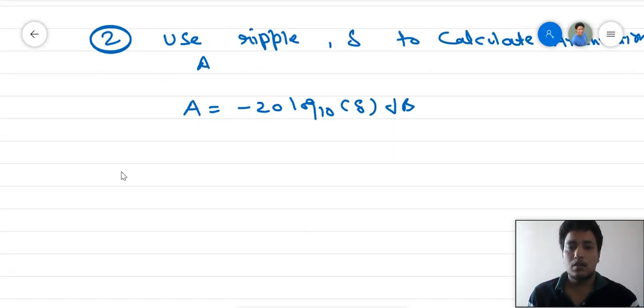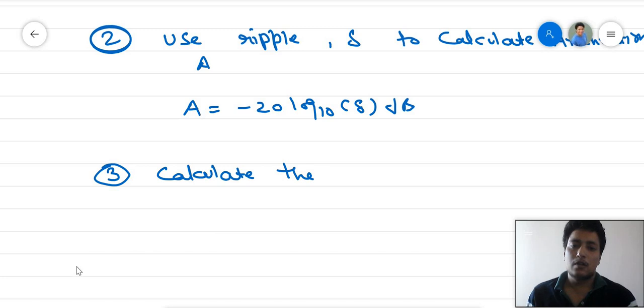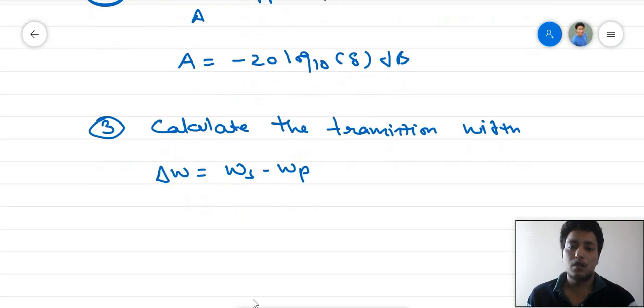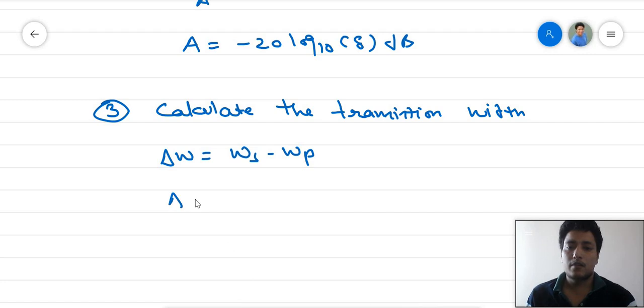Then third is calculate transition width, that is delta omega is equal to omega s minus omega p. So delta f will be equal to omega s minus omega p over 2 pi.